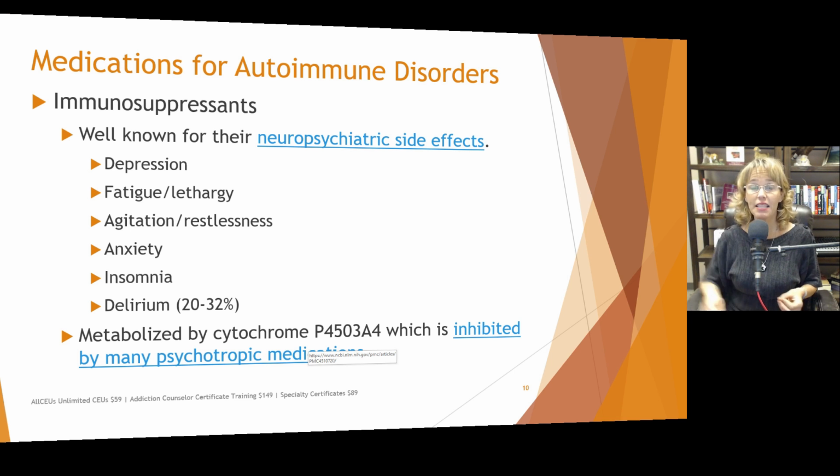Now let's think about this for a second. When we're taking something that is suppressing our immune system, what else does that do? It makes us more vulnerable to infection. When we get infections, we have inflammation. When we have inflammation, we have increased mood symptoms. So we do want to pay attention to some of the other things the person may need to do if they're on immunosuppressants to stay as healthy as possible.